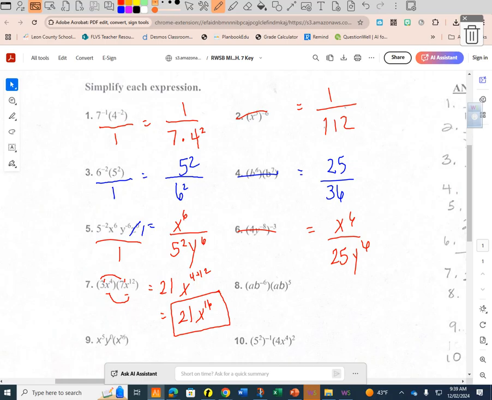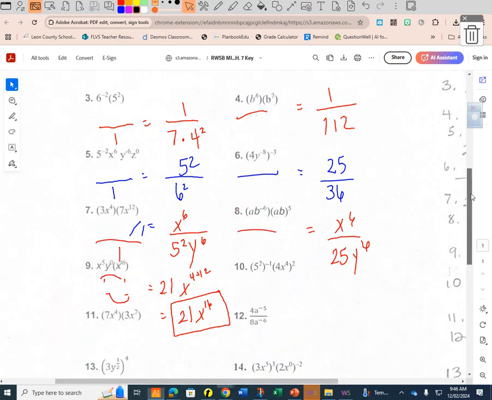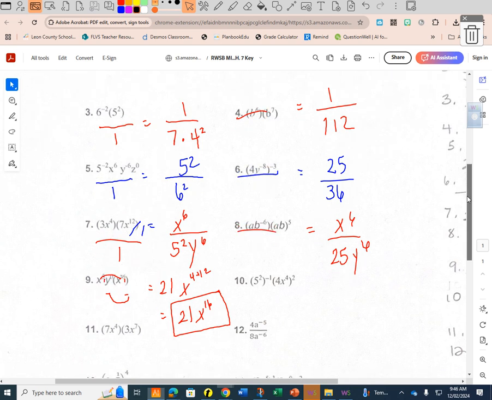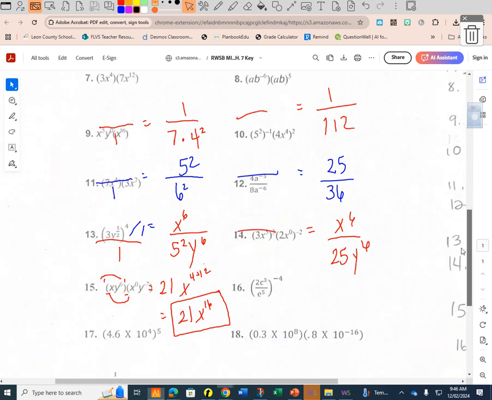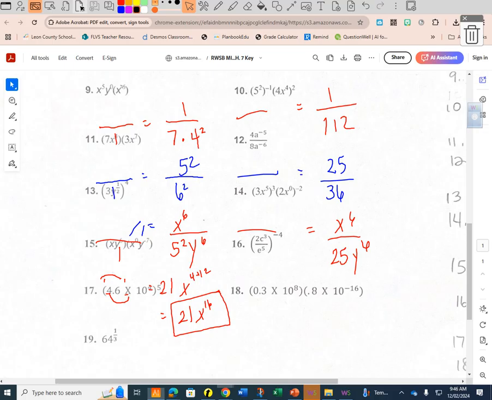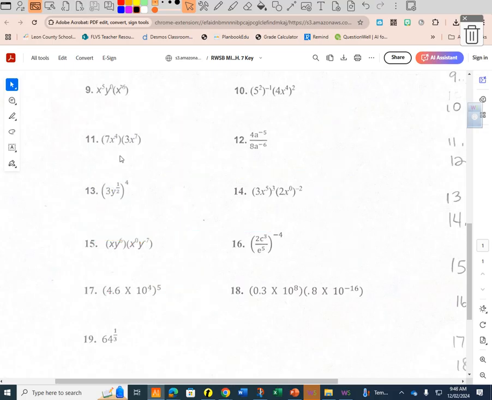We already did number 9. We're going to do number 11. Number 11 looks just like number 7. You guys try number 11. Almost exactly like it. You got the same coefficient.